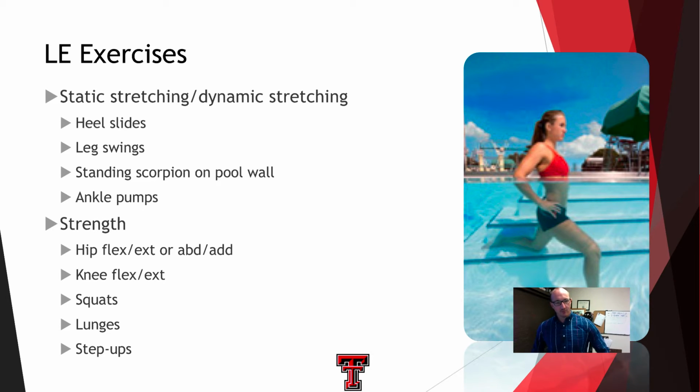And then just some general strengthening exercises, okay? It's just body weight variety: hip flexion, extension, heel to butt or heel to floor, abduction, adduction. We can do kind of a standing scissor, jumping jack kind of movement. Knee flexion and extension, where again their arms are on the pool wall and they're just moving through quadriceps and hamstrings. Body weight squats, body weight lunges, and step ups are all varieties that we can use here.